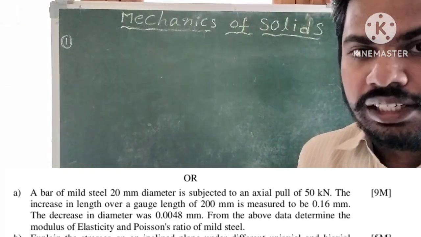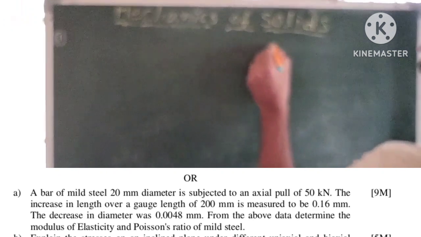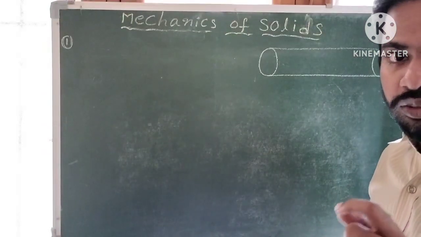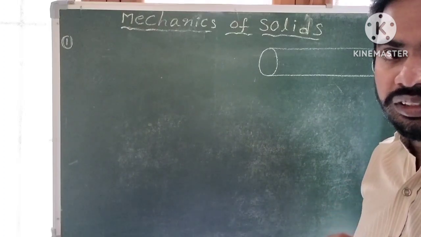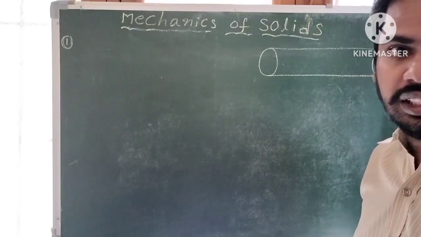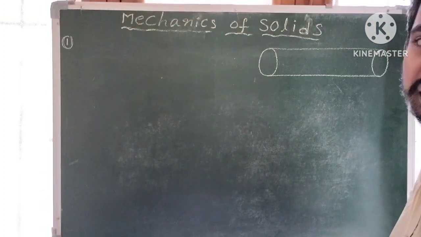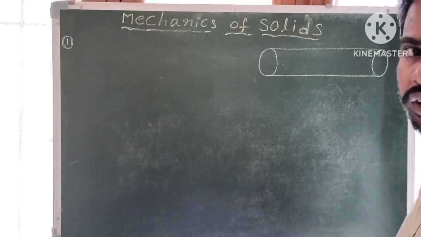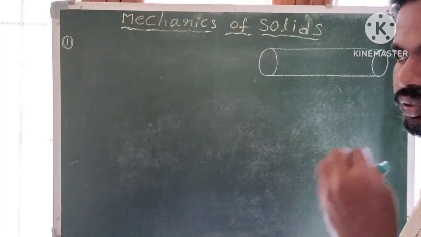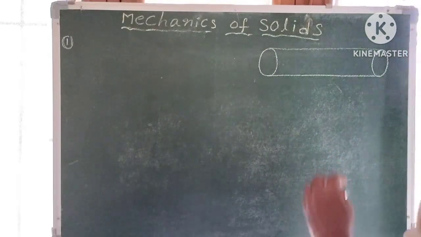So first of all let's draw the diagram. There is a mild steel bar made in circular cross section. How do you know it is circular cross section? It is circular because in this question he clearly mentioned diameter. Diameter is a dimension of a circle. In general mild steel bars are made in circular cross section because they are easy to hold and generally stresses are distributed evenly or uniformly.